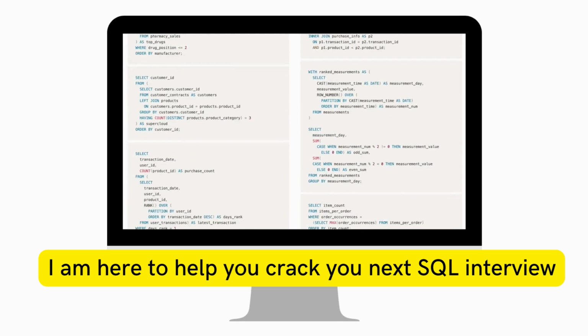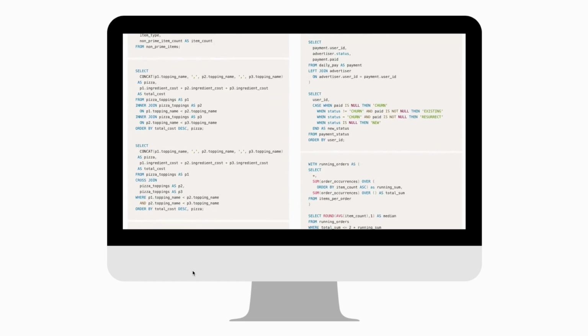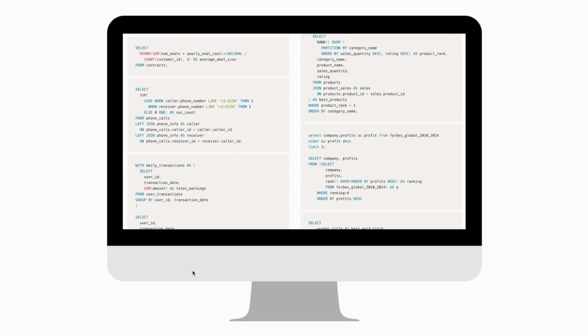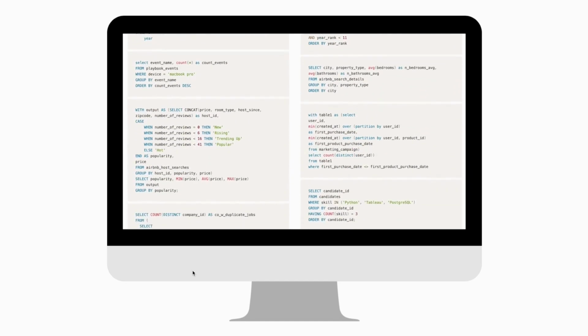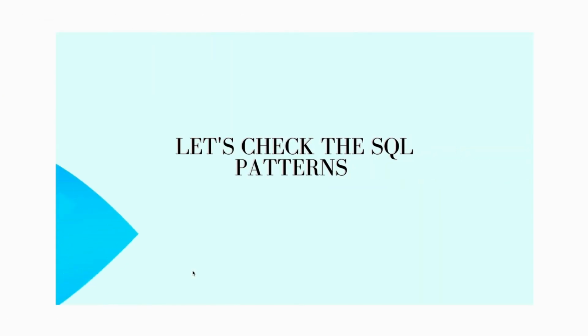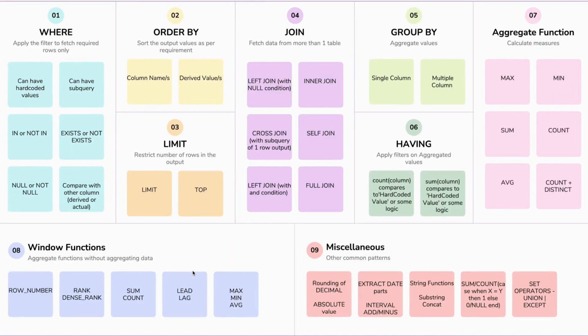I am here to help you crack your next SQL interview. I have solved hundreds of questions available on different platforms like DataLemur and Stratascratch, and I can clearly see there are SQL patterns which each and every SQL question follows. I could sum up to 9 SQL patterns in total.